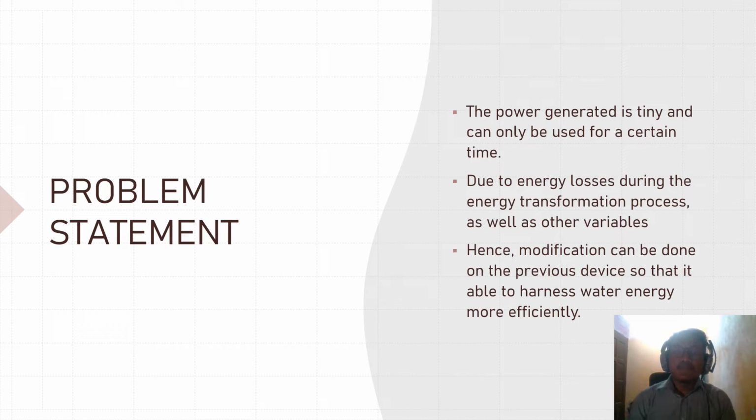The other factor is also the water usage during the peak hours, which can affect the flow rate of the water in the water pipeline. Hence, modification can be done onto the existing system so that it can harness the energy of the flowing water more efficiently.